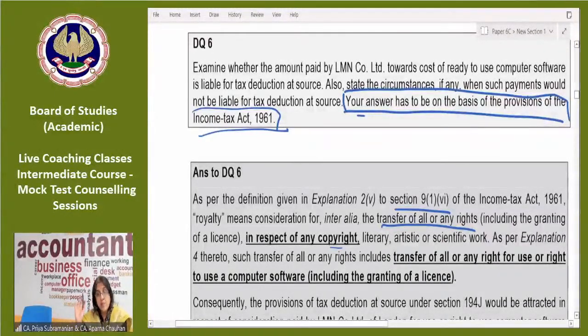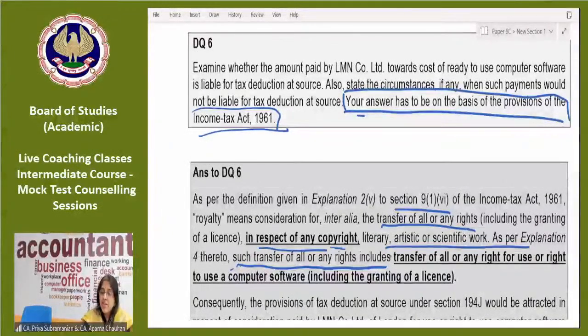Okay? And this is Explanation 2. Then Explanation 4 says, otherwise, from this explanation, you can't make out that in case of ready-to-use computer software, whatever payment you're making will constitute royalty. By virtue of this sentence, you definitely can't make out that. It is by virtue of Explanation 4, which further states that such transfer of all or any rights includes transfer of all or any right for use or right to use a computer software. By virtue of this Explanation 4, any payment for right to use a computer software, I'm simply using the computer software. I'm purchasing it off the shelf, I'm simply using it. But by virtue of Explanation 4, it becomes royalty.